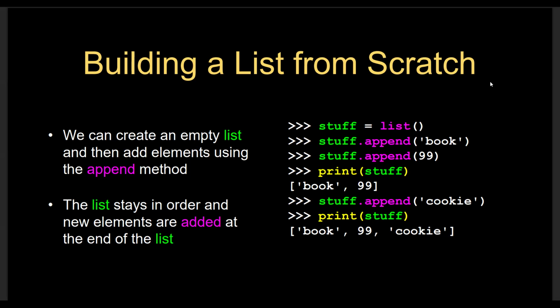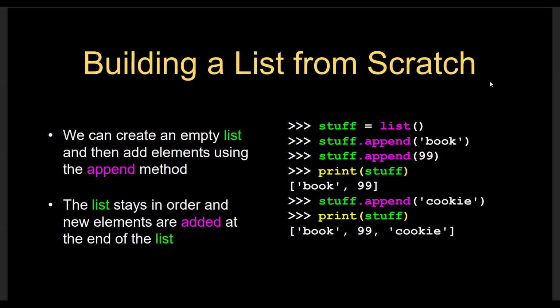So how do we build a list from scratch? First of all, we have to create an empty list. How to create an empty list? By using the list constructor. Then after creating an empty list, we have to add elements to that list. Whatever list we created using the list constructor, we need to add elements using the append method. The append method will add each and every element to the end of the list. So by using the append method, we create a list from scratch.